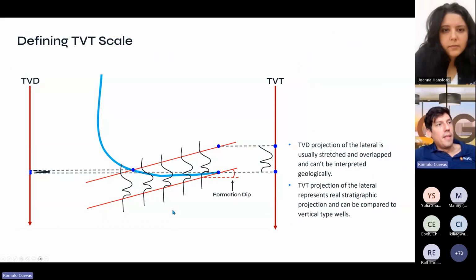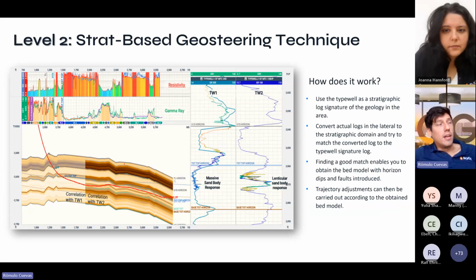Okay. So another important advantage of this technique is that you can catch lateral changes. For instance, if you have information around your reservoir with different wells, you can add these tie wells in the strat base in my vertical track here.